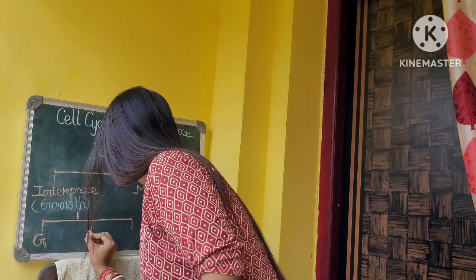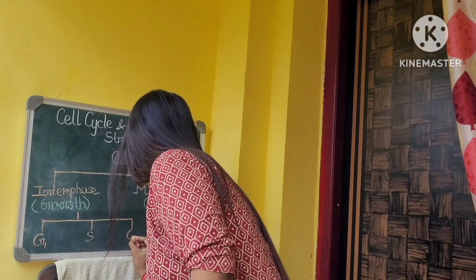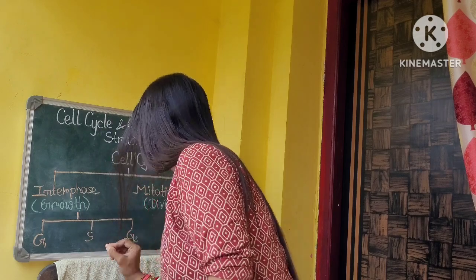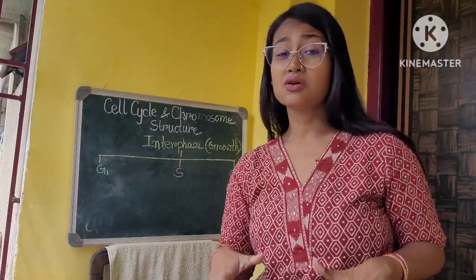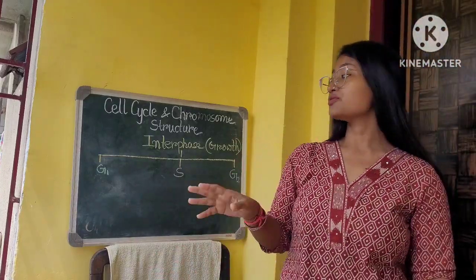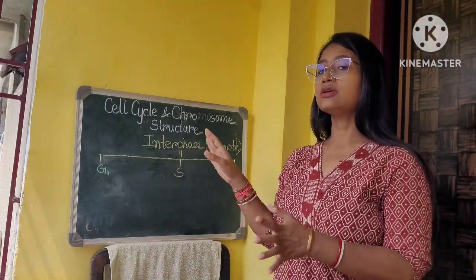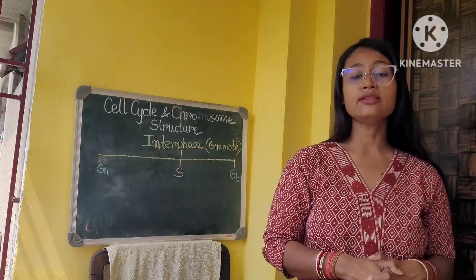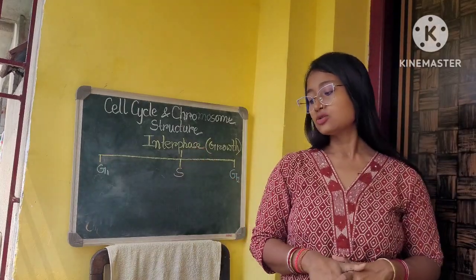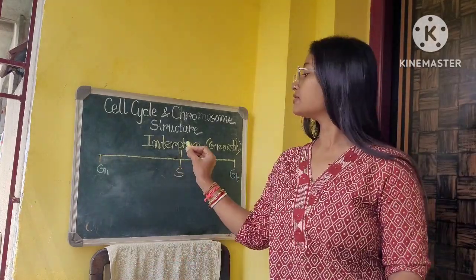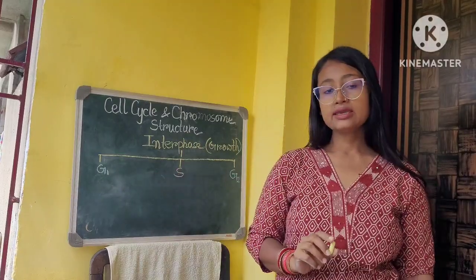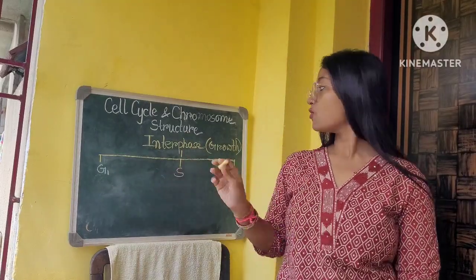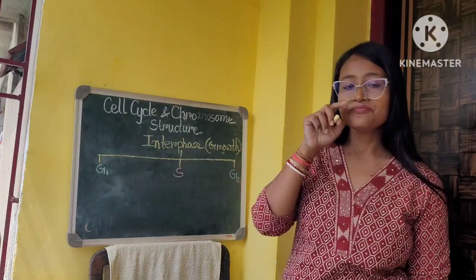G1, S and G2. There was not enough space on the board, that's why we changed the board. We will only discuss the interphase topic on this board, and then the mitotic phase. So see that interphase is divided into three stages, G1, S and G2. Here the G signifies the word growth, right?